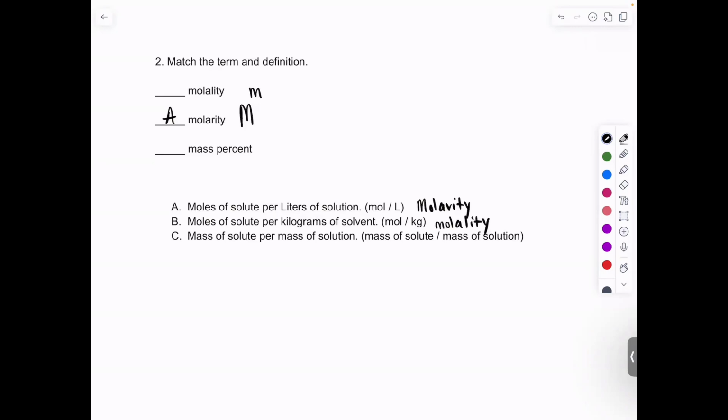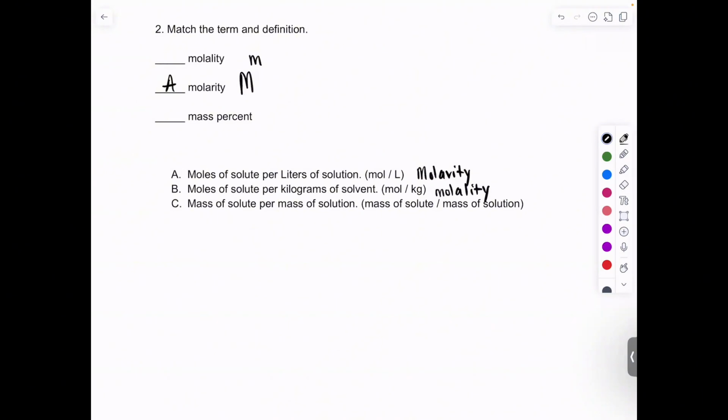We'll use that in some of our problems when it comes to colligative properties, for instance freezing point depression and boiling point elevation. We'll see some problems like that in the future. Now, last but not least, we have mass of solute per mass of solution, and that's going to be our mass percent. So B will go up here on top, C will go on the bottom.